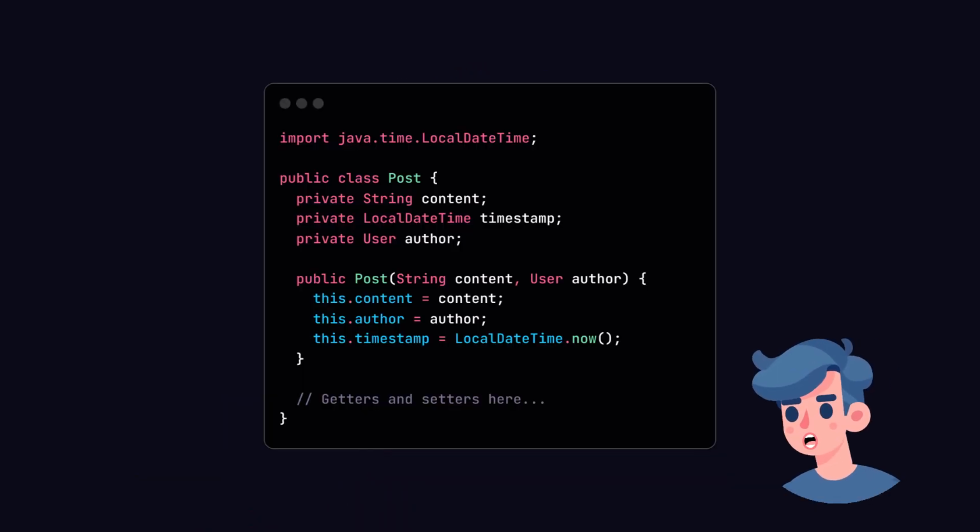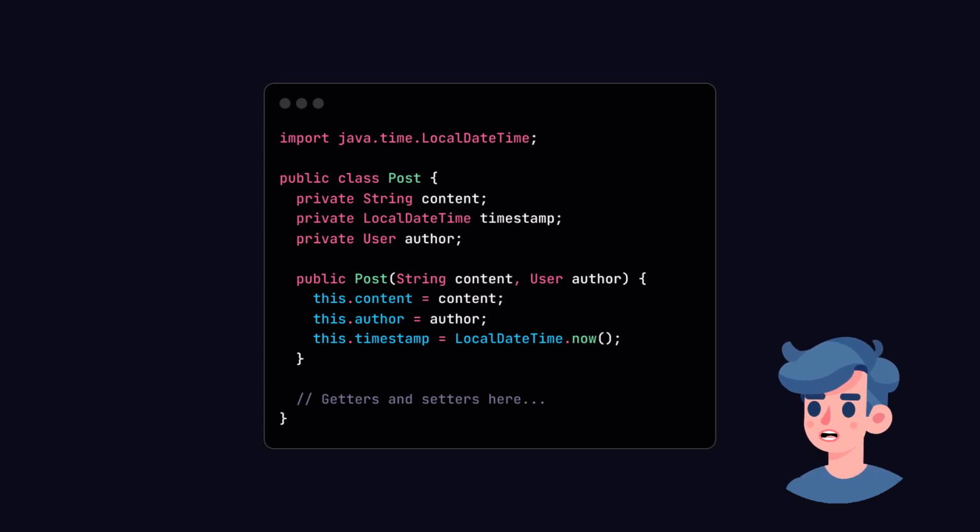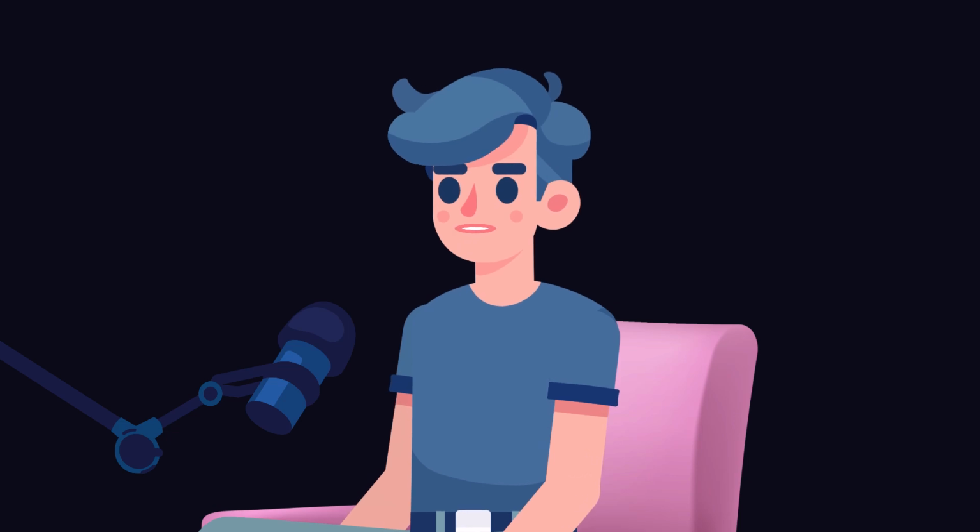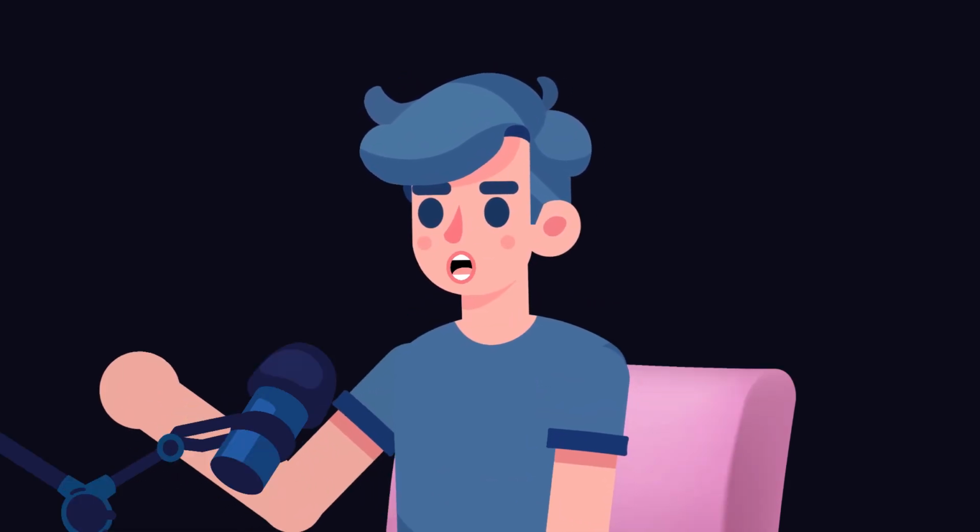Next, we will create a Post class that represents a message or an update from the user. Each post will contain the content, a timestamp, and the user who created the post. The constructor automatically sets the timestamp when a new post is created. We will also need getters and setters for this class to access the data.